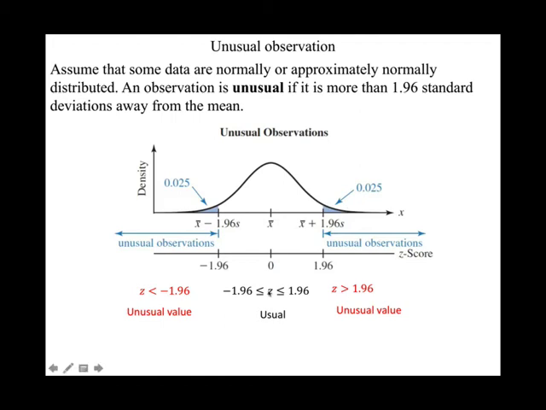And for this book, we'll be using negative 1.96 to 1.96 here. And actually, we always round it up. We're going to say if the z-score is between negative 2 and 2, that's usual. If the z-score is strictly less than negative 2, that's unusual, or if the z-score is strictly greater than 2, that's unusual also.